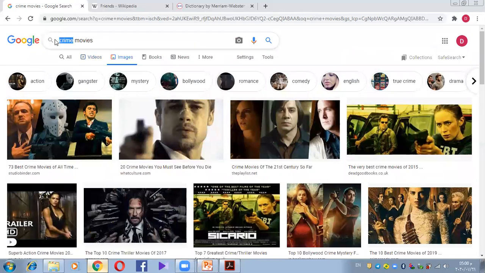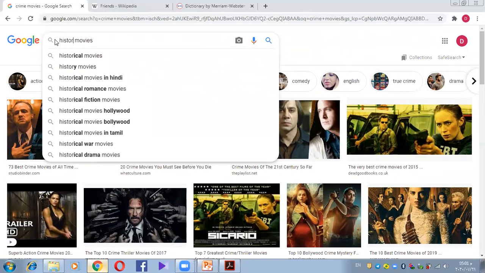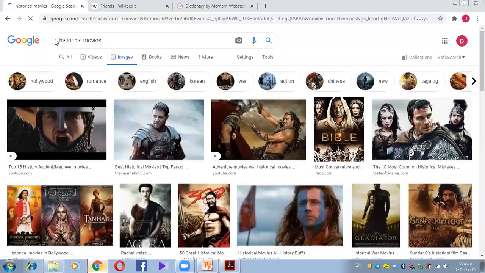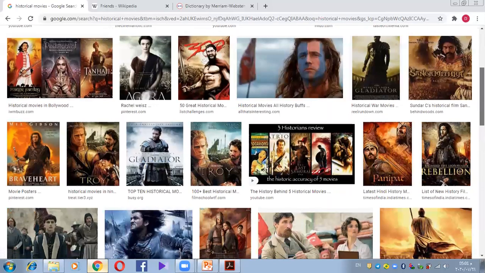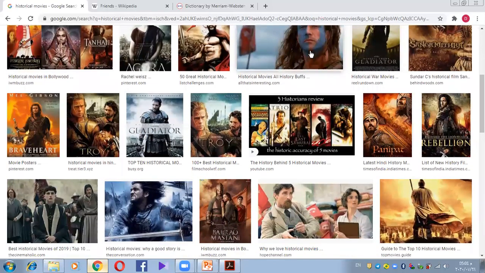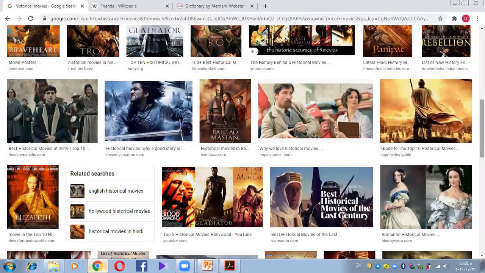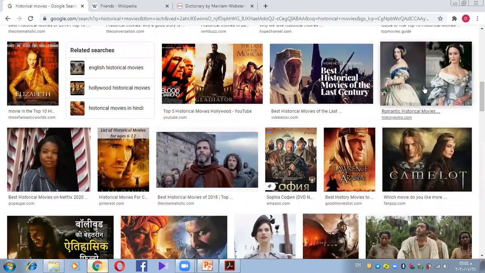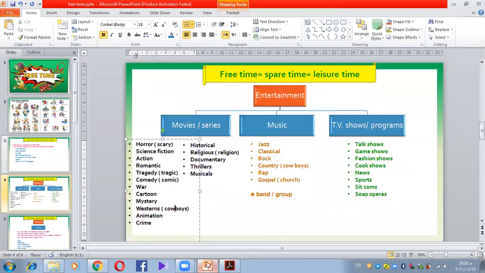Historical. It's from the word history. It means it's related to the history of the country. Maybe it has war or maybe not. It doesn't mean just war. It talks about the life of a king, a prince, princess, queen, the history of a place. It talks about the history of a place or the history of a person. So it's from the word history.